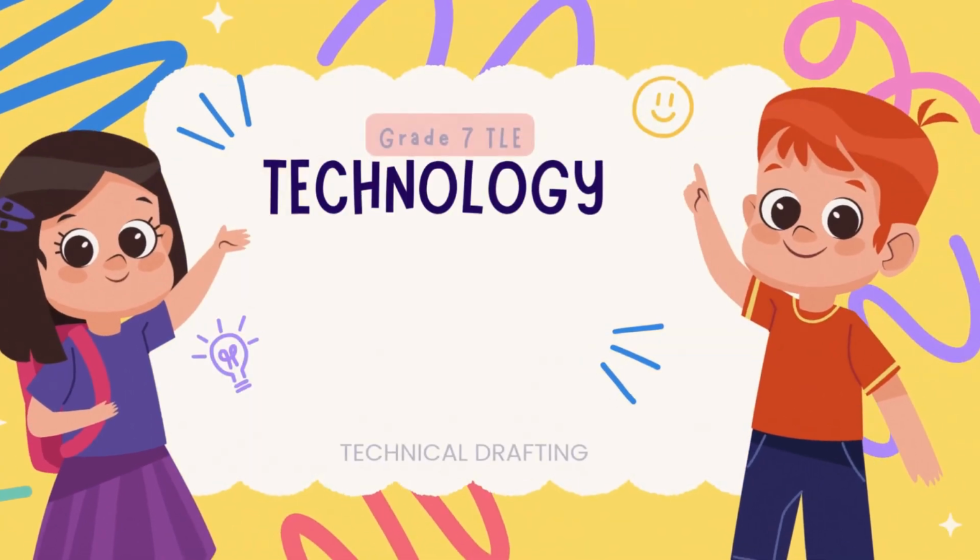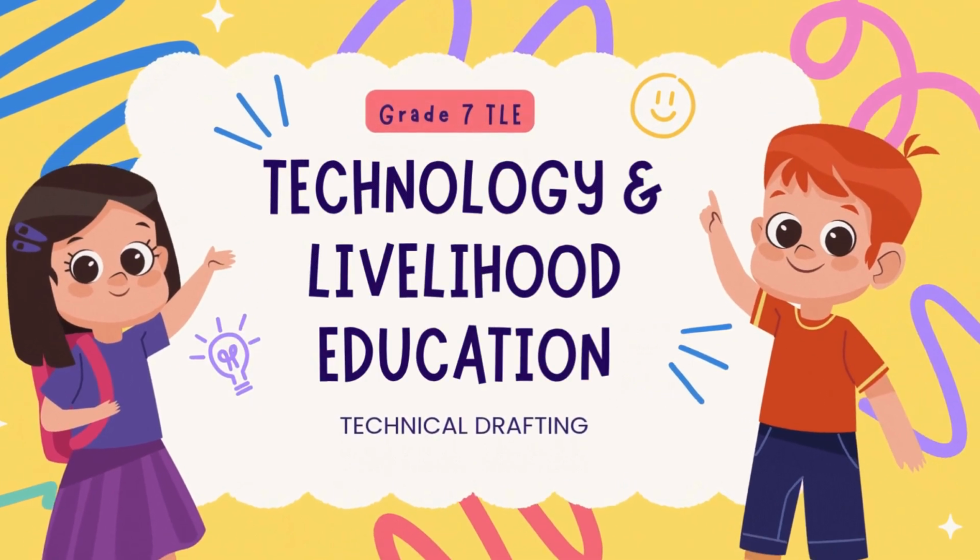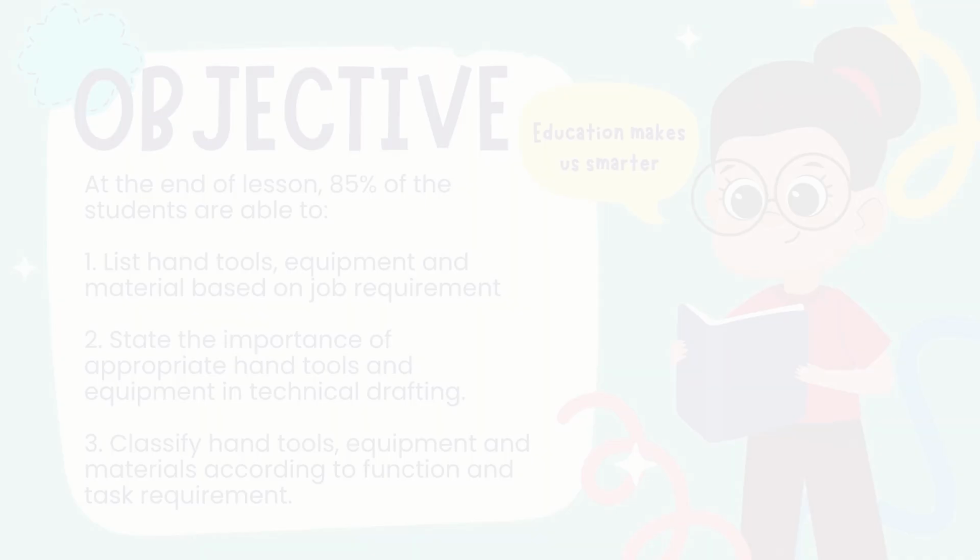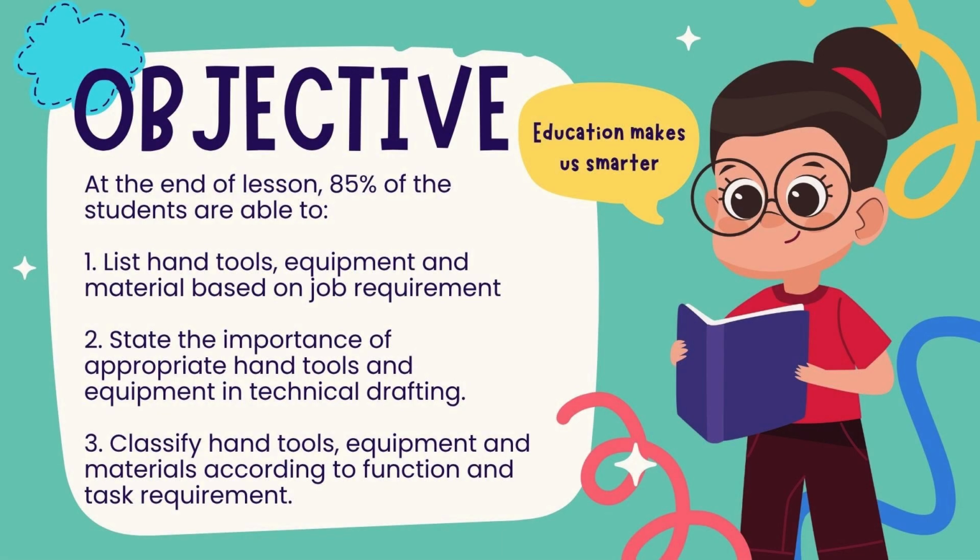Did you guess the word correctly? If yes, good job. Now for our objectives. At the end of the lesson, 85% of the students are able to: 1. List hand tools, equipment and materials based on job requirement. 2. State the importance of appropriate hand tools and equipment in technical drafting. 3. Classify hand tools, equipment and materials according to function and task requirement.